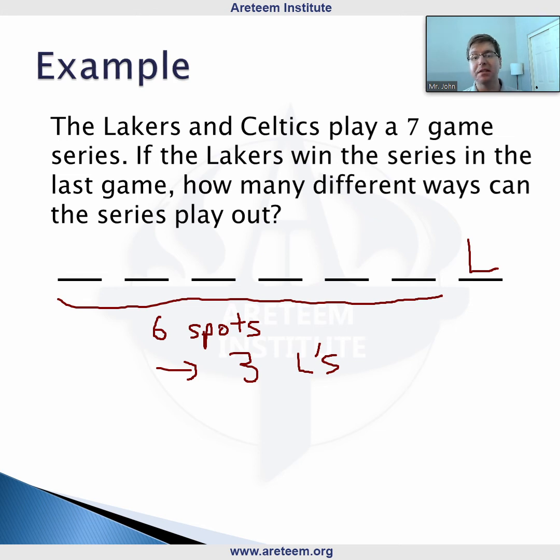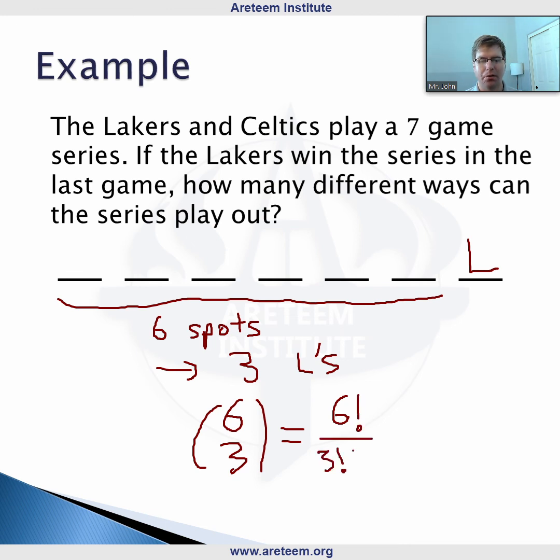So lo and behold, this can be answered with our binomial coefficient. There are 6 total spots. We need 3 of them. Those 3 are in no particular order because they're all L's. So this is 6 choose 3, writing this in terms of factorials: 6 factorial over 3 factorial, 3 factorial. And if you simplify this, right, 6, 5, 4, 3, 2, 1 divided by a couple of 6's in that case, this will actually simplify to 5 times 4, which is 20. So there are actually 20 different ways this series could play out.